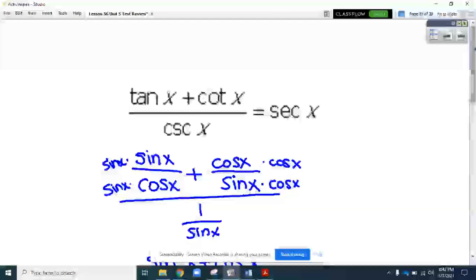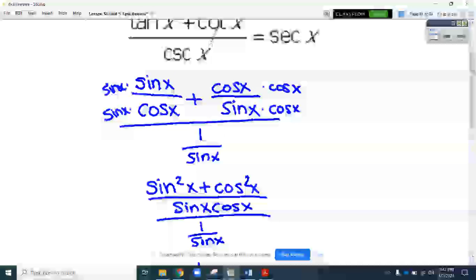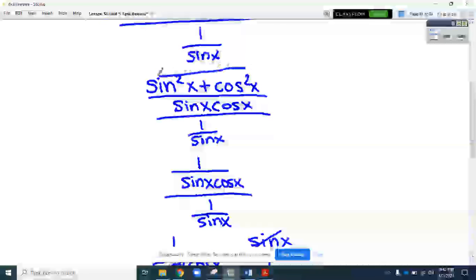So here I went with changing everything to sines and cosines. So tangent is sine over cosine, cotangent is cosine over sine. I want it all to turn into a simple secant, so I made a common denominator. Gave this a sine in the top and bottom and a cosine. What happens? I have sine squared plus cosine squared over my common denominator over 1 over sine. Big deal there. Sine squared plus cosine squared is just 1.